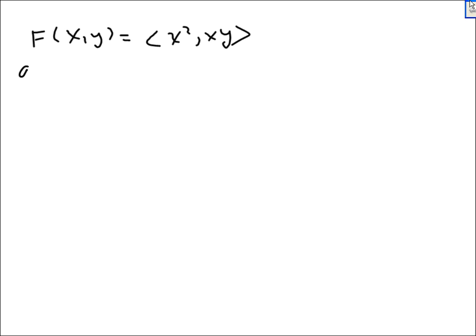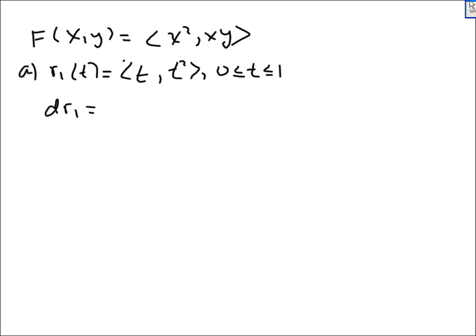The first path, we'll call it A. We're told that r1 of t is t i plus t squared j, and t goes from 0 to 1. Well then, dr1 is 1, 2t, dt.